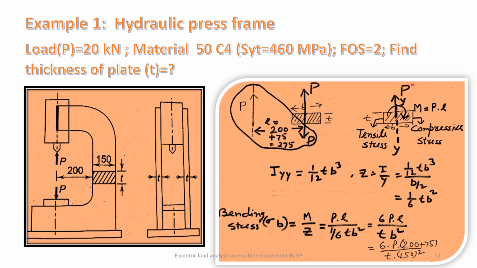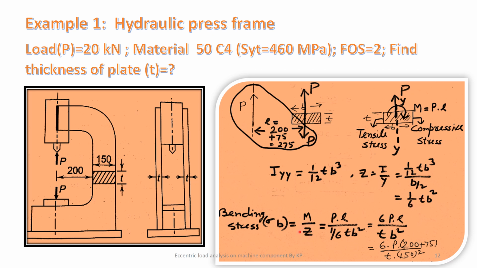The value of Z we have to find about the YY axis. This is the YY axis, because about this axis the left side fiber is in complete tension and the right side fiber is in complete compression. So we have to find the moment of inertia about the YY axis, because on one side the fiber is completely in tension and on the other side completely in compression. So IYY for this rectangular cross section is 1 by 12 T B cube, and Z is I over Y, where Y is the distance of the outermost fiber from the YY axis, which is B by 2. So 1 by 12 T B cube divided by B by 2 is 1 by 6 T B square.